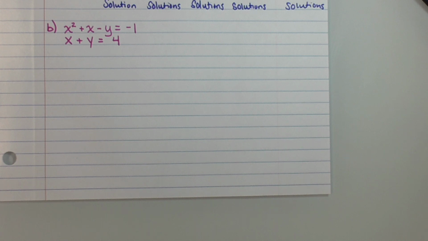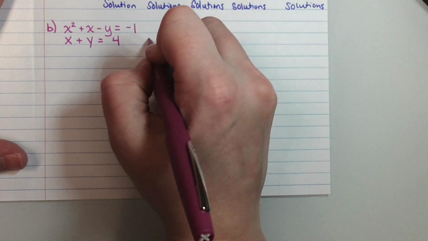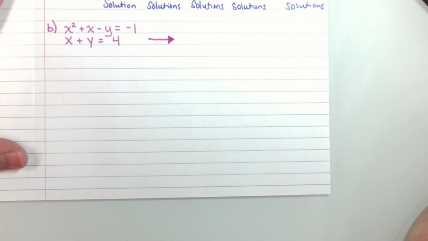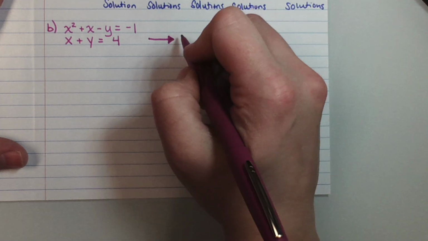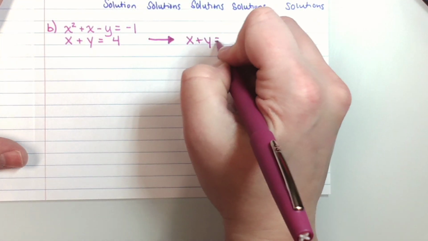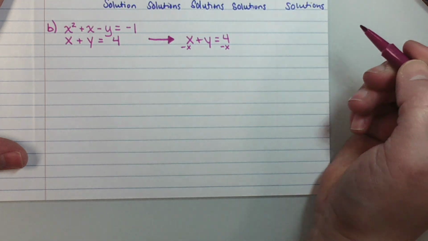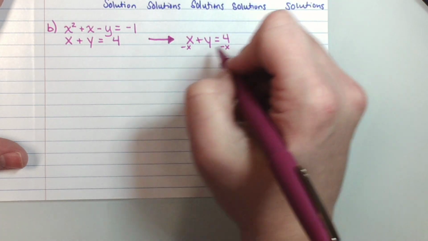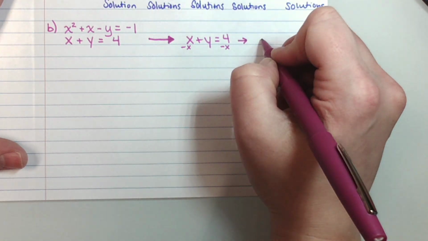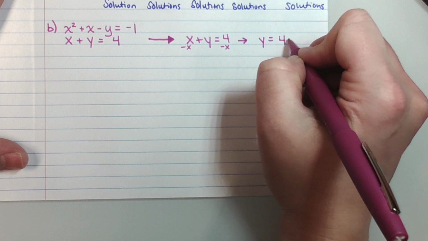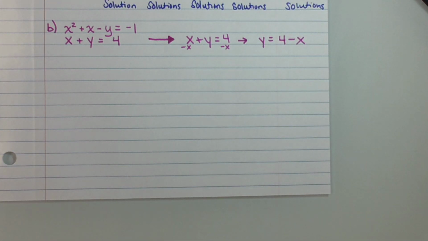Which equation does it look easier to get y alone on? The second one. How do I get y alone? Subtract the x, because then the y is 100% by itself. Y equals 4 minus x. Ta-da.